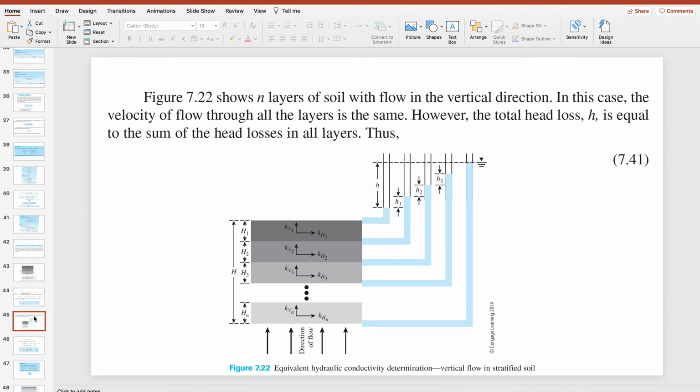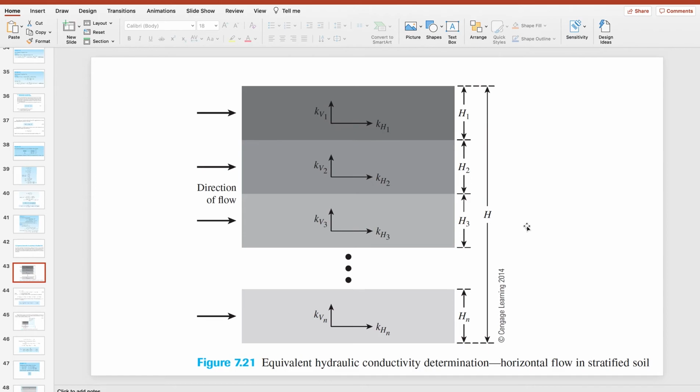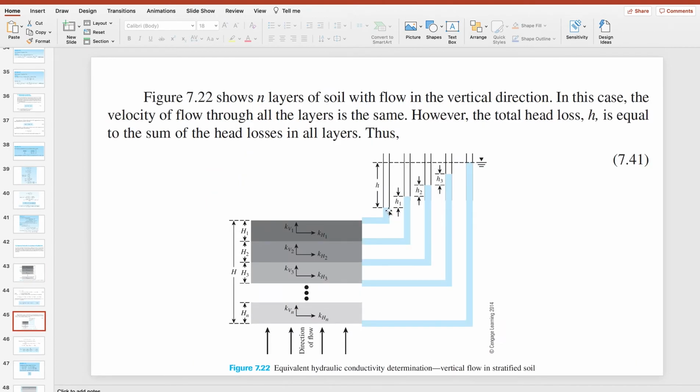So, the figure shown in 7.22 shows n layers of soil with flow in a vertical direction. So, if it is flowing in a vertical direction, then therefore, there is a difference in head. Okay? Dito kasi wala tayong head difference kasi pare-parehas yung elevation. But for vertical, there will be a difference in head. So you have h1, h2, h3, and you have the total head. You have here the height of the individual layers, and you have here the total height. And the direction of flow is vertical. Okay?